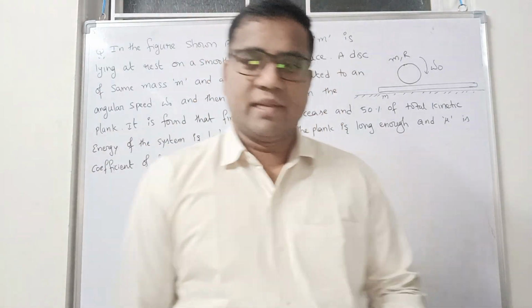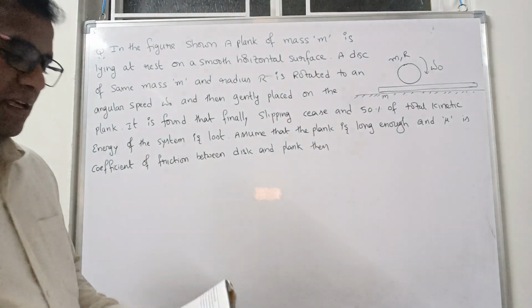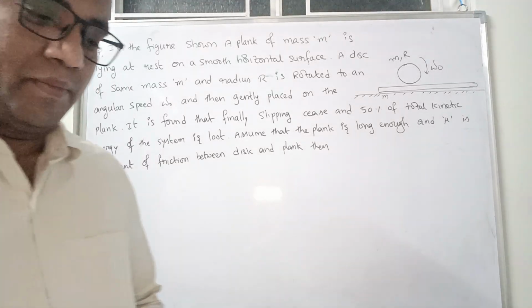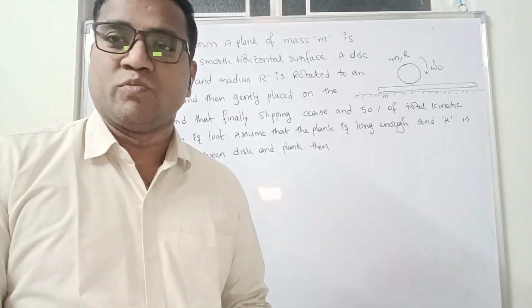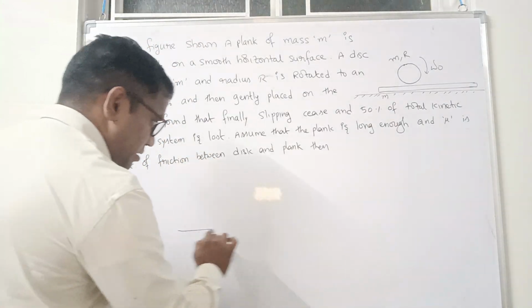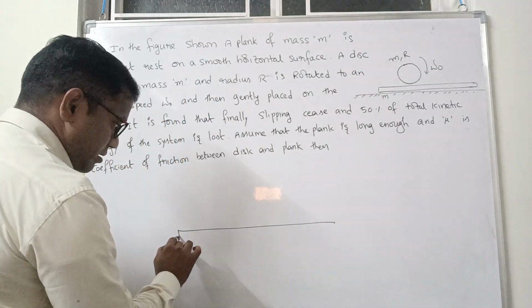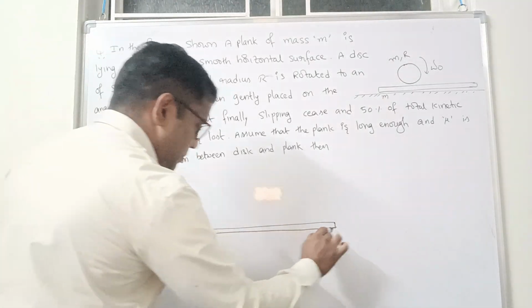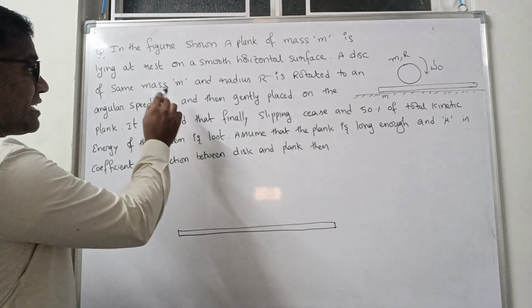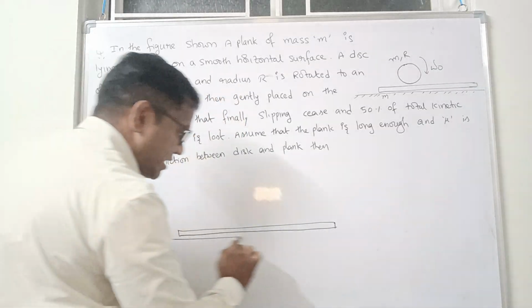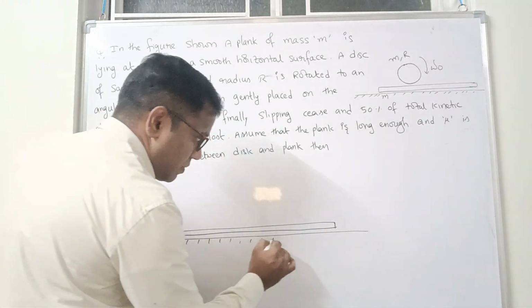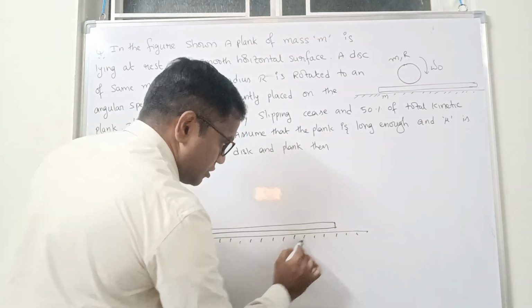Dear students, let's see this question. In the figure shown, a plank of mass m is lying at rest on a smooth horizontal surface. So here a plank is there. On this plank, a plank of mass m is lying at rest on a smooth horizontal surface. The surface is smooth.